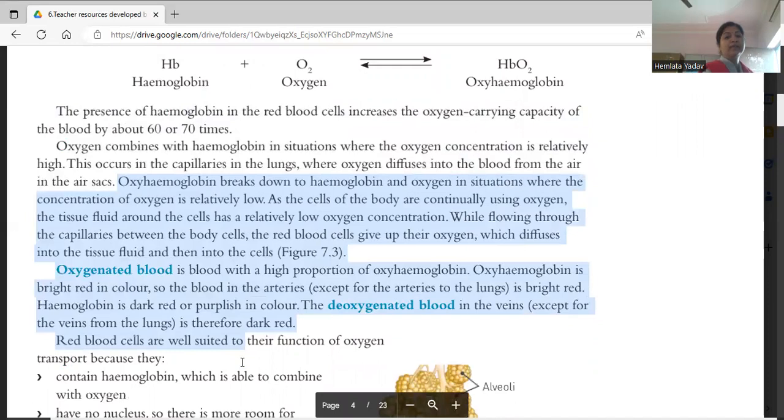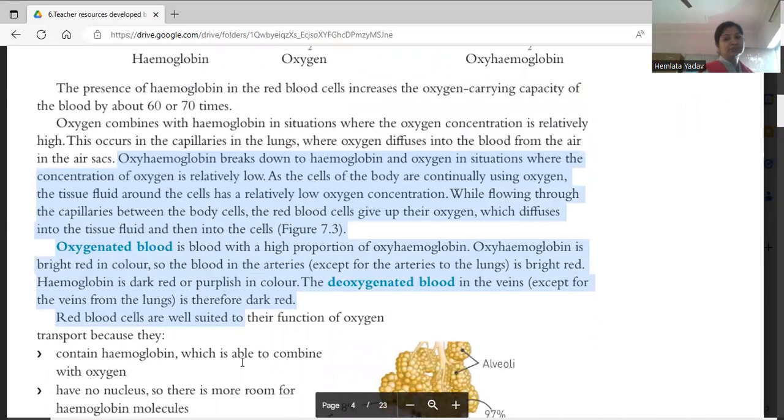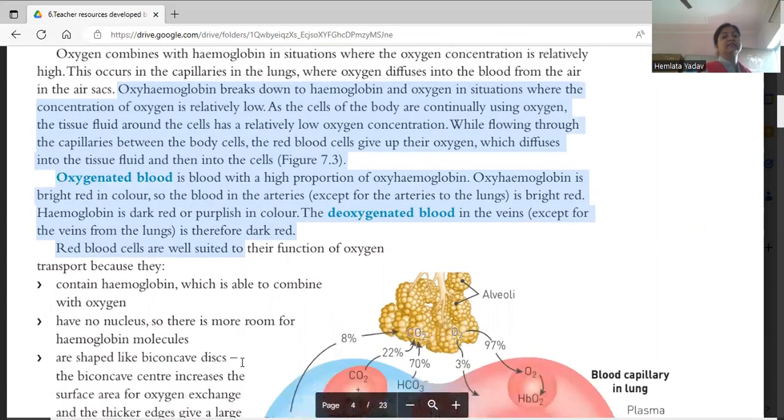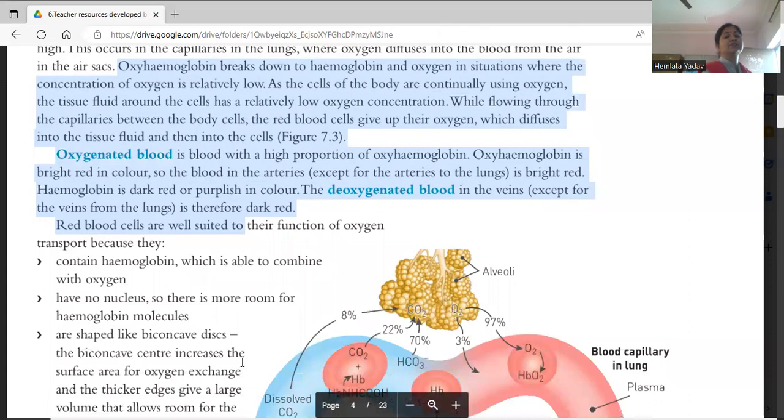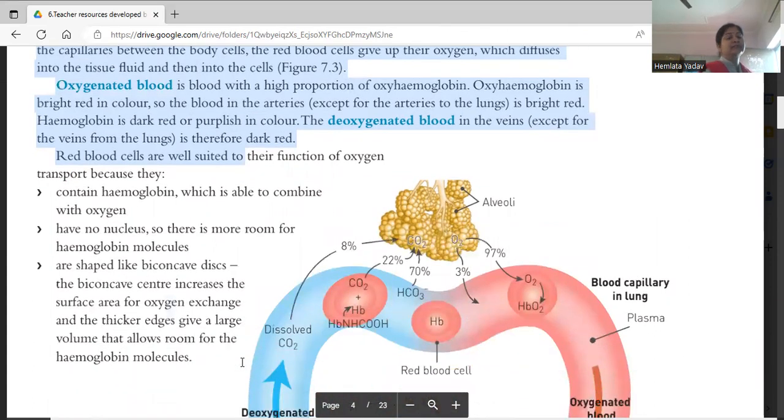Oxyhemoglobin breaks down and releases oxygen in the tissues. While flowing through the capillaries between the body cells, the red blood cells give up their oxygen, which diffuses into the tissue fluid and then into the cells.